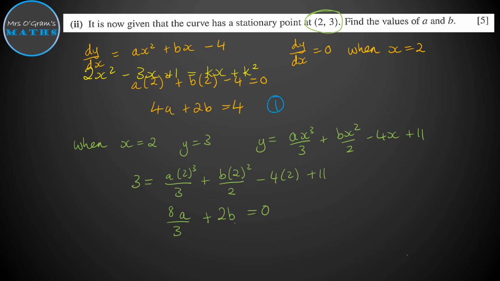We'll call this one equation 1 and this one equation 2. And you can do it by elimination or substitution or whatever. I'm just going to do equation 1, take away equation 2, or the other way around. It doesn't really matter, just to get rid of the 2b.